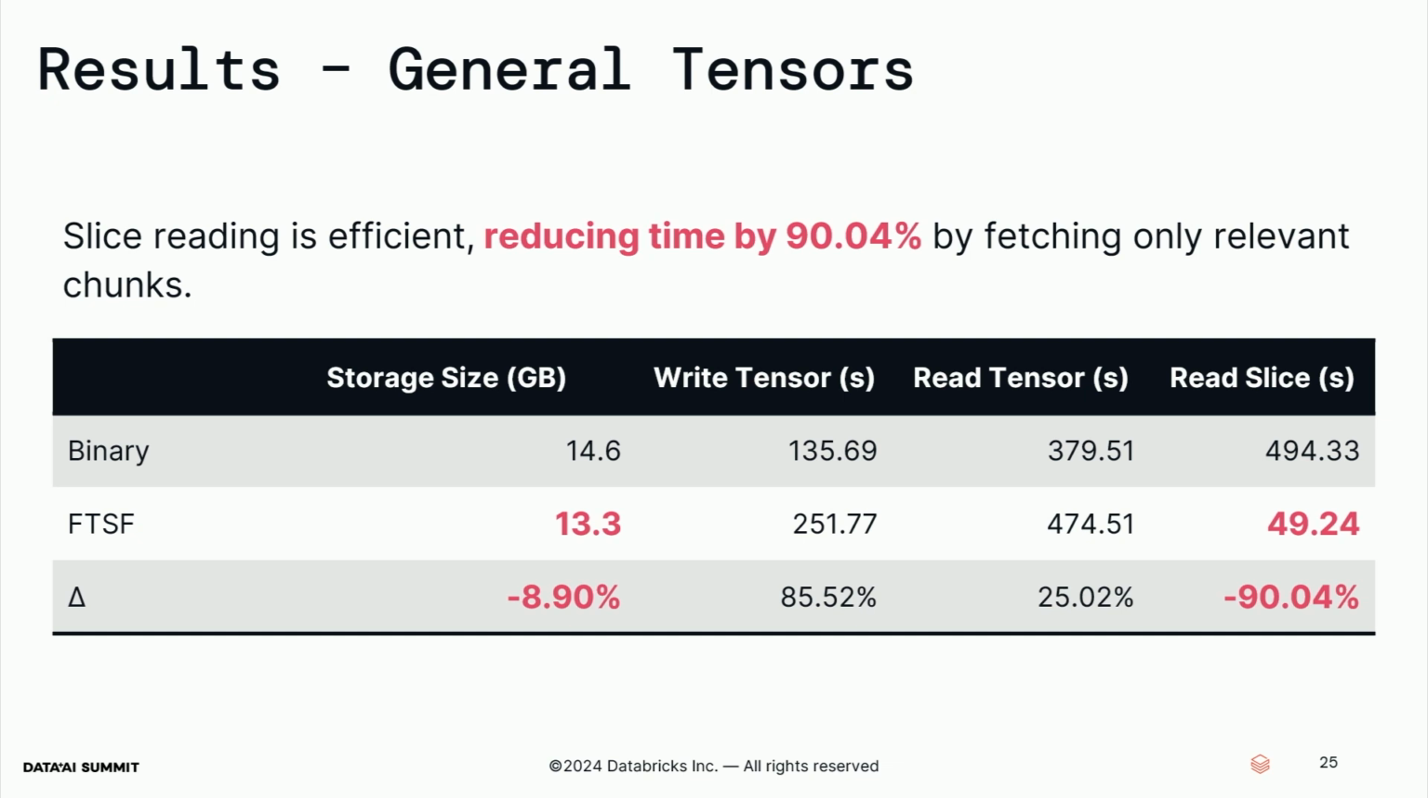And here come the results of our project. First, for general tensors, we have 4 metrics to evaluate it. One is the storage size, and also the time to read or write the tensor, and the time to read part of the tensor. We can see from the results that FDSF does great in reducing the storage size. It reduced 9% of the storage space. And for reading part of the tensor, it does even better. We can notice that it saves 90% of the time to read part of the tensor.